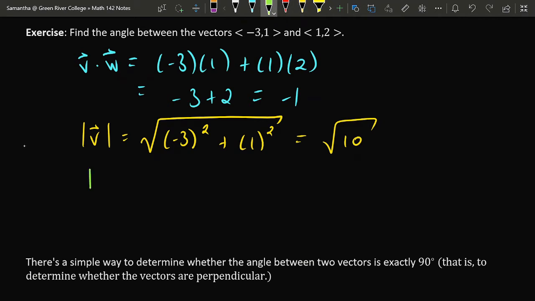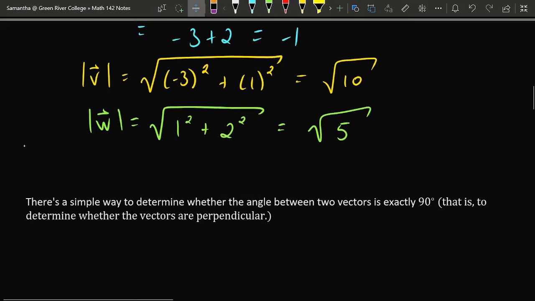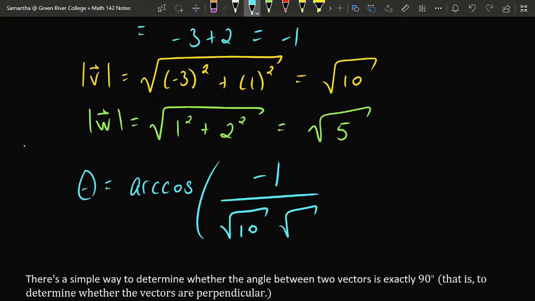And let's find the magnitude of w, which is equal to the square root of the x component squared plus the y component squared, which is equal to the square root of 5. So the angle between these vectors, theta, would be equal to arc cos of the dot product divided by the square root of 10 times the square root of 5. Let's get a decimal approximation for that value.